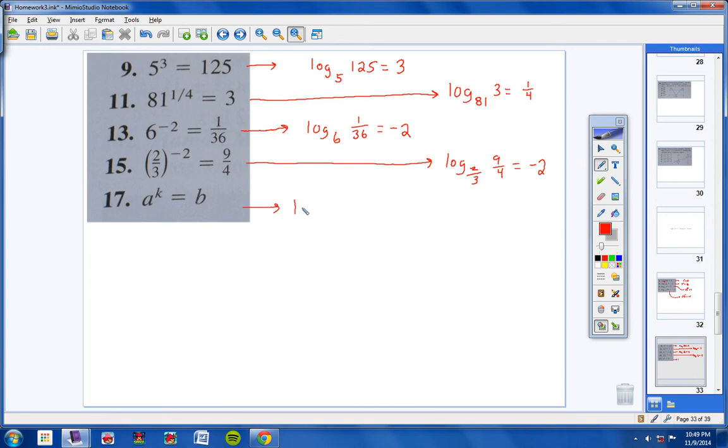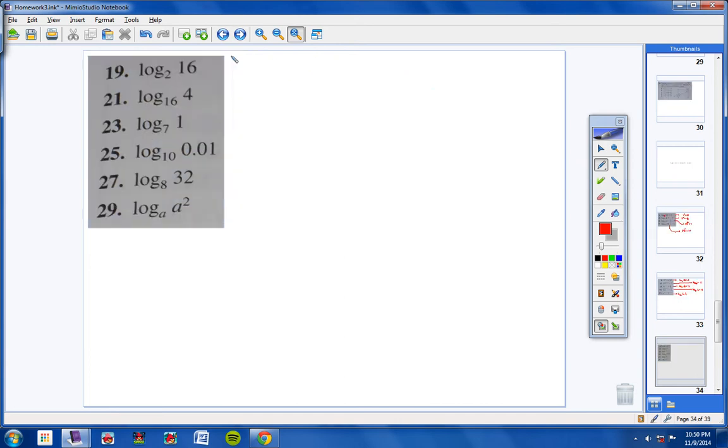Okay, let's put the word log. Your base, it goes right here. B is all by itself, so B is your argument. And then your exponent or your power K goes over here all by itself. There we go. So we wrote all of these exponential expressions logarithmically over here. Okay? Alright, moving on. Okay, we're going to solve these without using a calculator. So here's our first one right here.